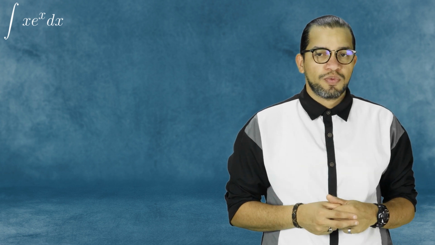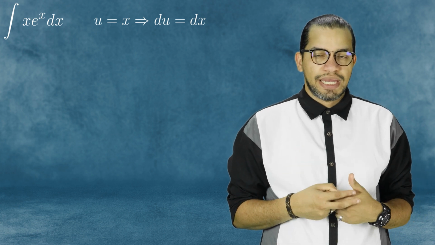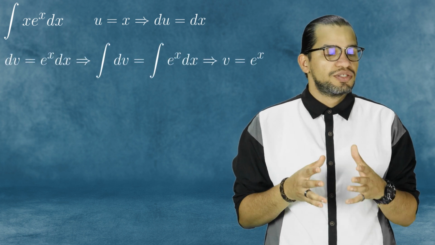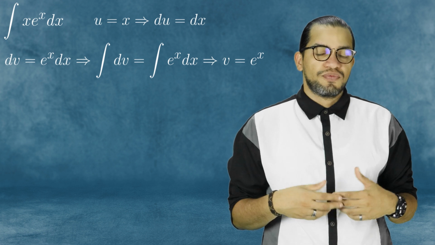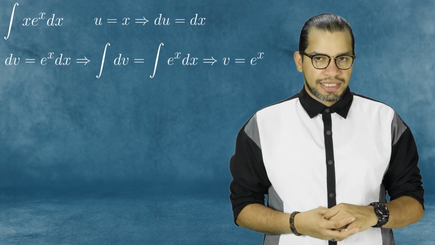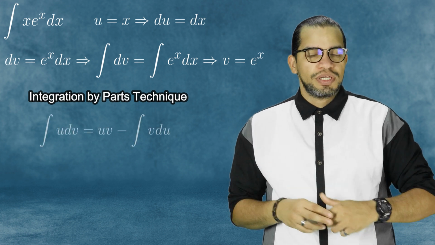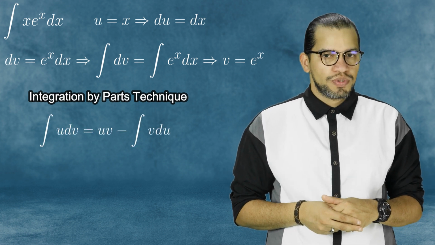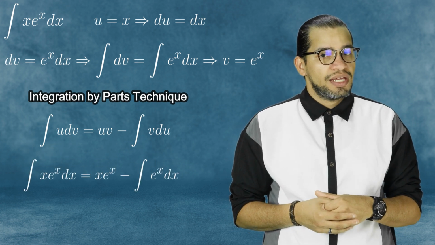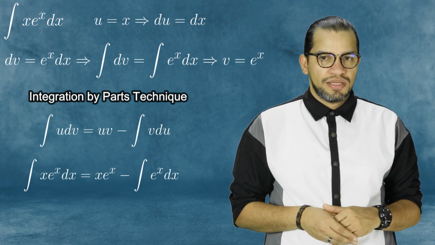In our particular example, we're going to take x as u, and if we do the derivative of u, we get du equals dx. And if we take dv equals e to the x times dx, and if we do the integral, we get that v is equal to e to the x. Now, integration by parts establishes the following. The original integral, the integral of u dv, which is the integral of x e to the x dx, will be equal to u times v minus the integral of v du.